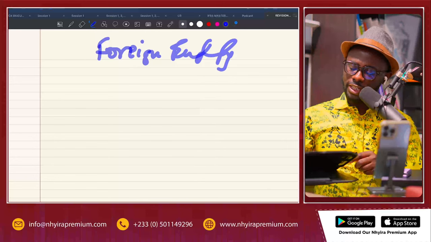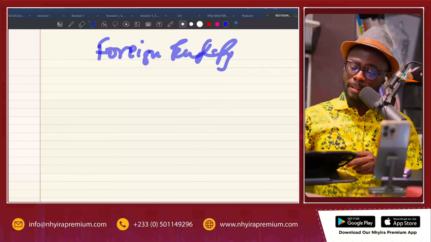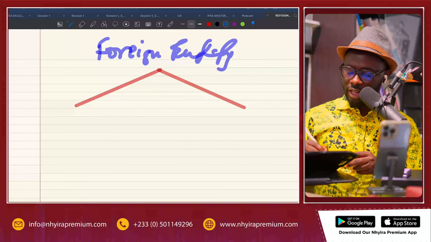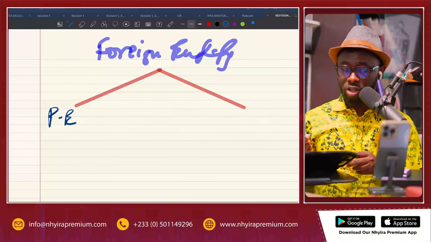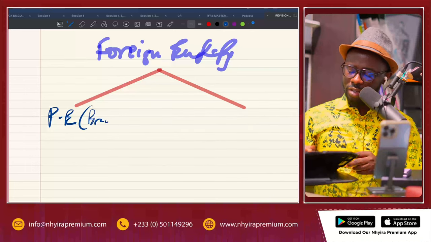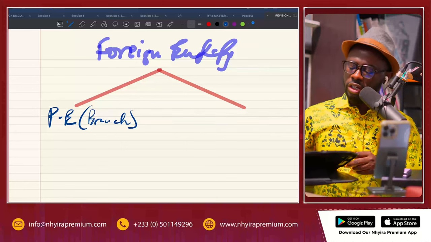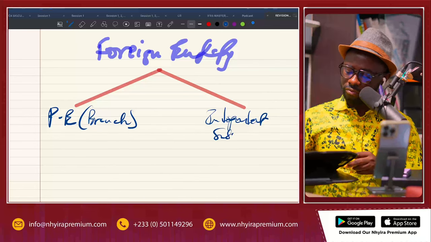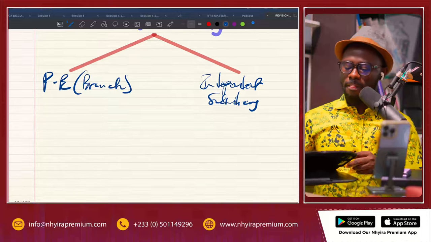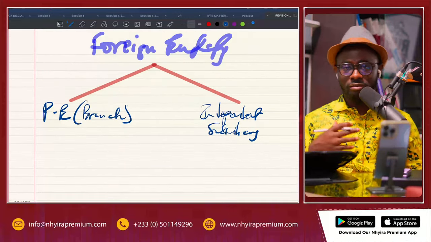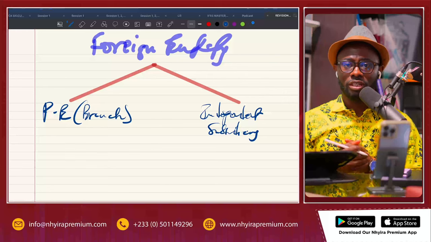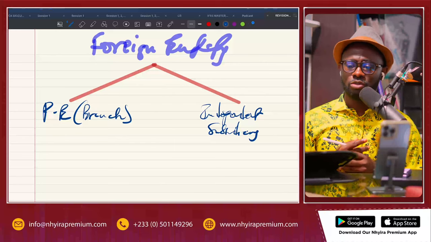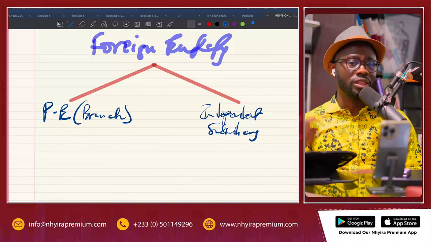There is a foreign entity seeking to have presence in Ghana, and they have two options. Either they come in as a permanent establishment, which means they register the business as a branch, or they establish an independent subsidiary here in Ghana. The question we ask ourselves is, what is the tax implication for this? Remember that there is what we call trading in Ghana and trading with Ghana.